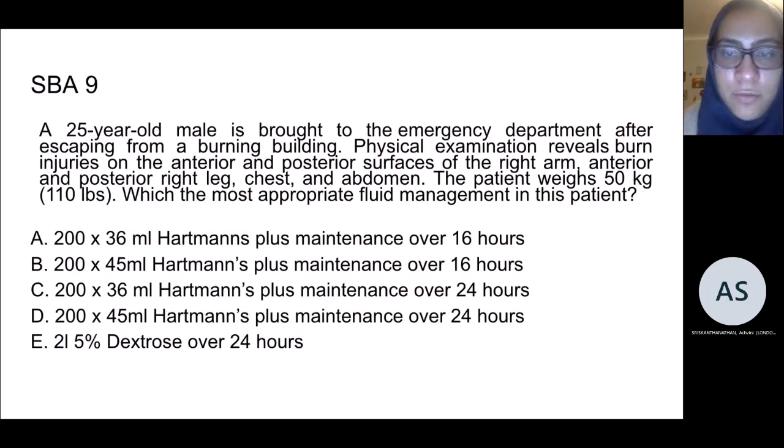SBA 9. A 25-year-old male is brought to the emergency department after escaping from a burning building. Physical examination reveals burn injuries on the anterior and posterior surfaces of the right arm, anterior and posterior right leg, chest, and abdomen. The patient weighs 50 kilograms. Which is the most appropriate fluid management in this patient?